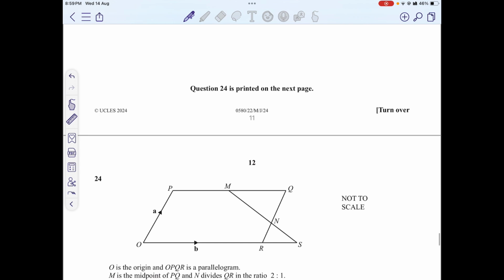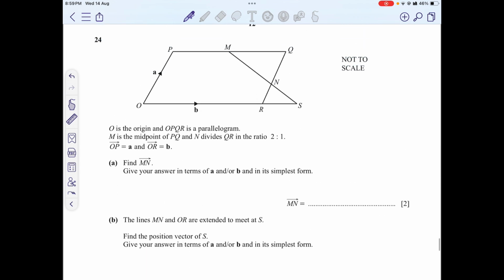Moving on, the last question on this page is a vectors question. So it says that O is the origin and OPQR is a parallelogram.